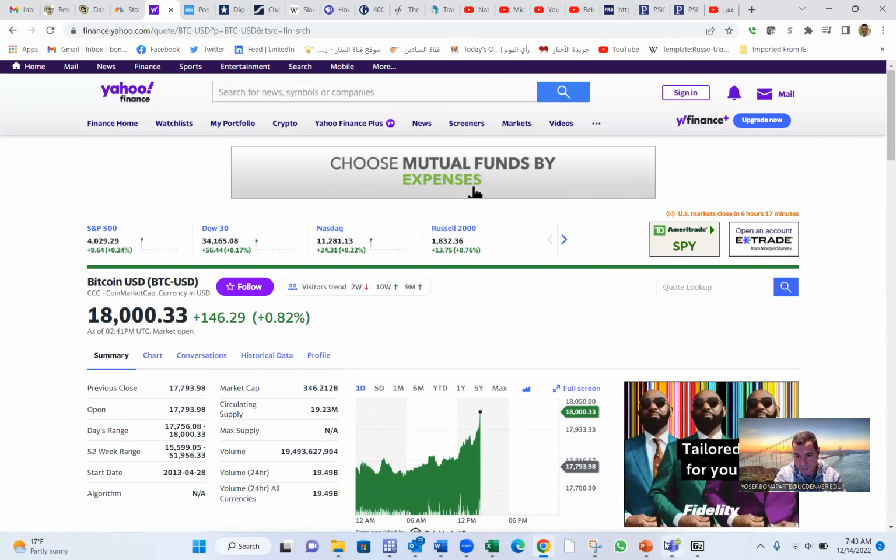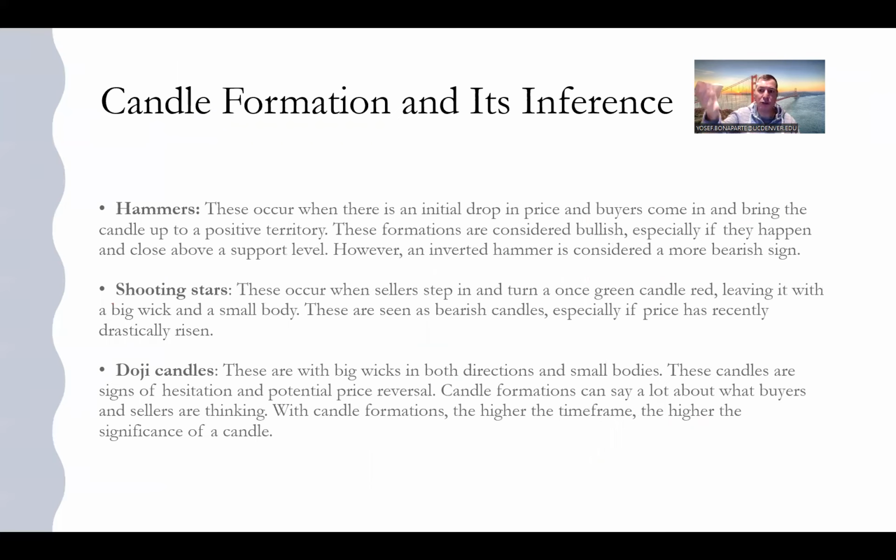Candle formation. There are a lot of candle formations. You can have your own candle formation. There are 3 main candle formations. They call them hammers, shooting stars, and doji candles. And if the formation happens, that means buy, the hammer, and here we explain it, or sell. It means you're more bullish. If the shooting star happens, that means you're bearish.